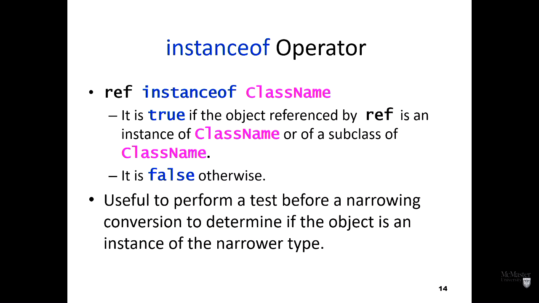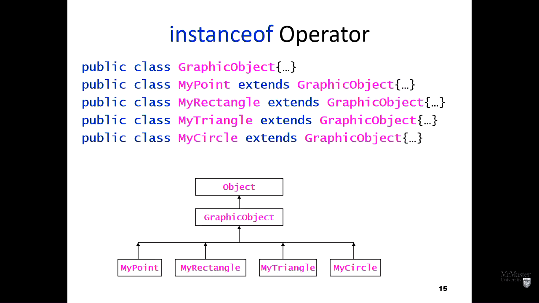For example, assume we have a circle class and then we created a myCircle object. Then myCircle instanceof Circle, is it a type of circle? True, right? So it returns true or false based on whether a certain object is of a certain class type or not, right? So some examples here.